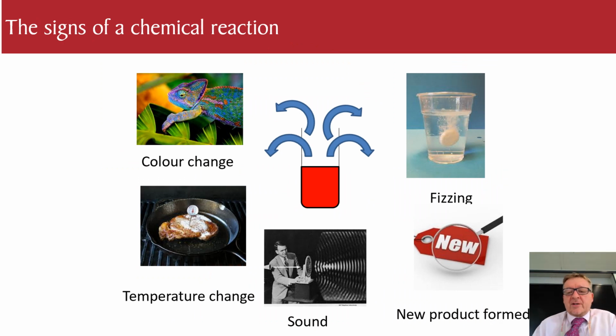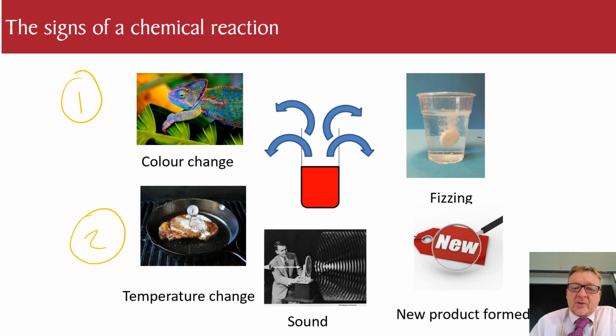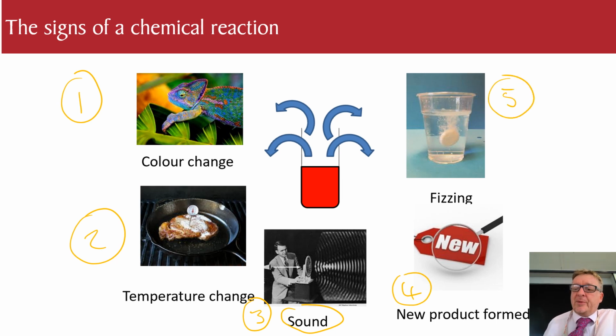One of the first things you've got to do is know when a chemical reaction has happened. Often, if there's a colour change, there will be a chemical reaction. If there is a temperature change, there will be a chemical reaction. That could be getting hotter or getting colder. If sound is given out, there's a pretty good chance that a chemical reaction has happened. New product formed. And the last one is if there is fizzing, any bubbles or gas given off, again, a chemical reaction. So they are the 5 signs that a chemical reaction has happened.